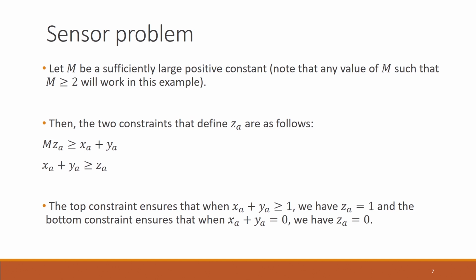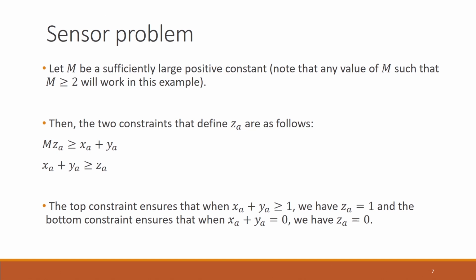For the top constraint, either Xa can be equal to 1, Ya can be equal to 1, or both can be equal to 1 if at least one of the sensors is placed at point a. In the case when both Xa and Ya are equal to 1, Xa plus Ya will be equal to 2, and therefore we have placed this constant capital M along with Za so that this constraint can be satisfied, because Za can only take the value 0 or 1. If we had not placed this constant capital M together with Za, then the inequality would not hold, because Za cannot take the value 2, it can only go up to 1.